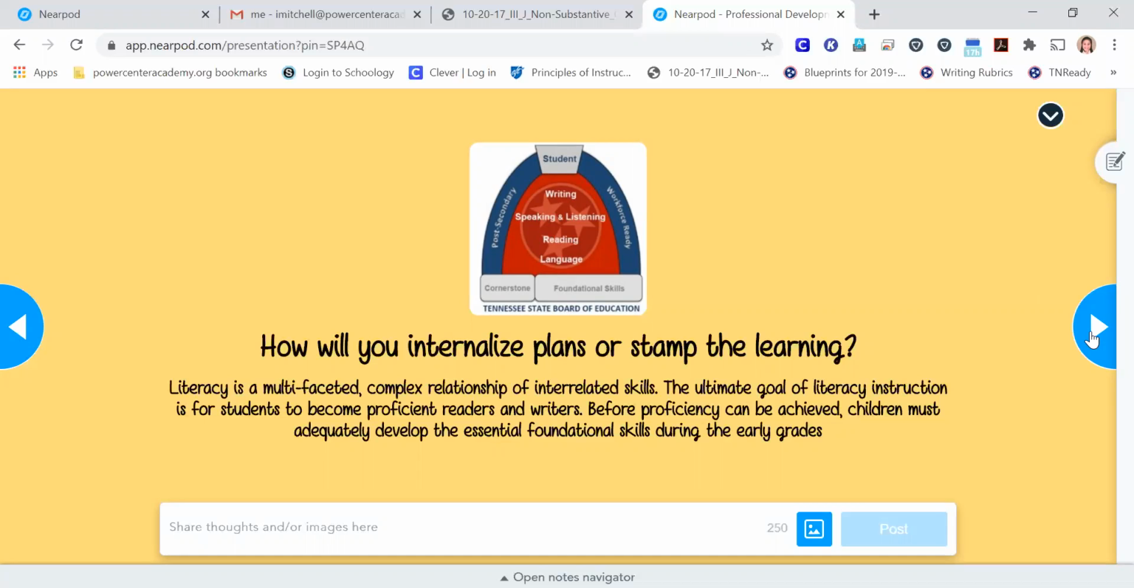So now, how will you internalize those CKLA, that EL, and that AF lesson plans in order to stamp the learning? Write in the discussion or forward.